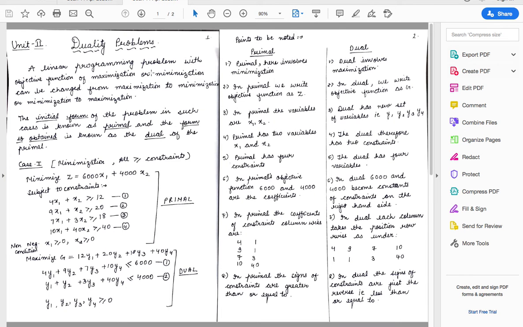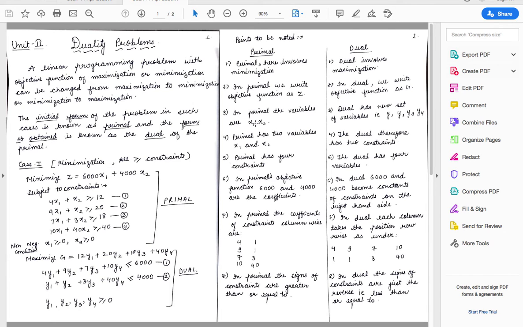You can see in primal here involves minimization. The primal problem is of minimization and the dual problem is of maximization. Okay. Second point, in primal we write the objective function as z, in dual we write the objective function as g. You can see in primal instead of g now we are using the alphabet g.